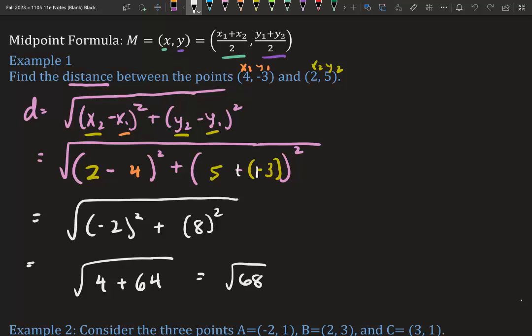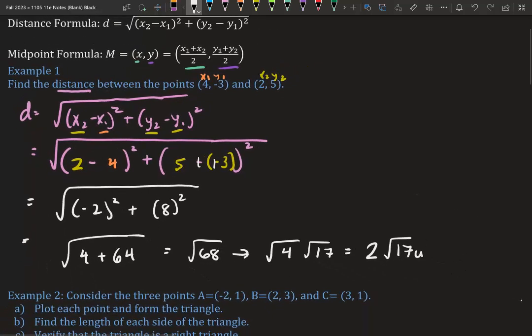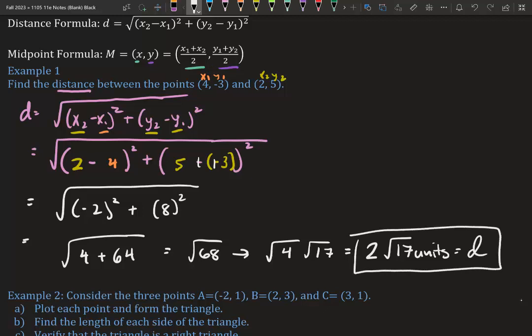Now, what does that mean? Well, 68 can actually be broken down into the square root of 4 times the square root of 17. So I can simplify the square root of 4. The square root of 4, we get 2. The square root of 17, we can't do anything with that. So this is our distance. Our distance is 2 times the square root of 17 units. We say units because it's a distance, but if you forget that little part, that's okay.